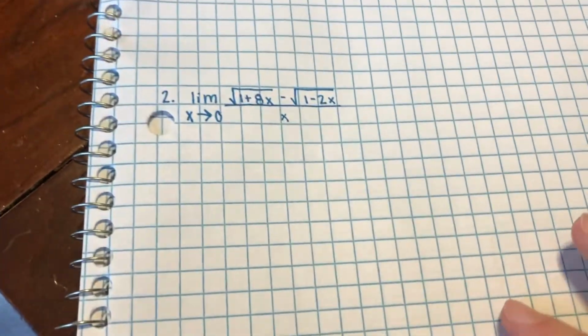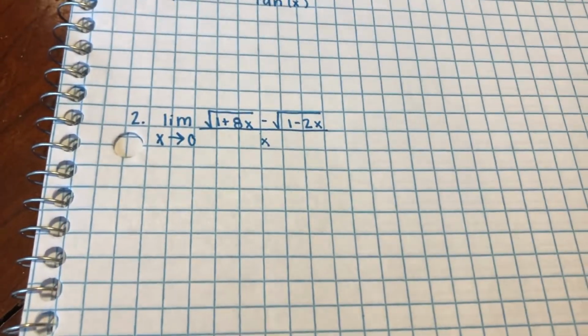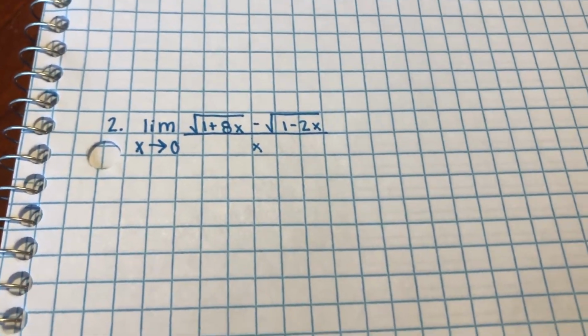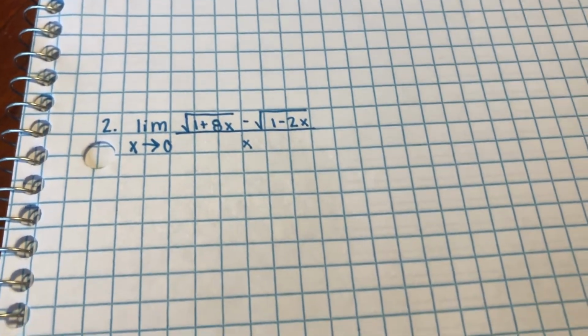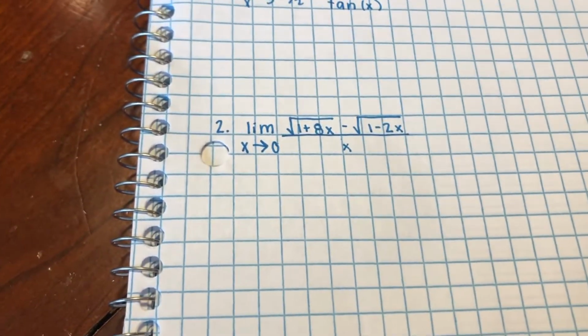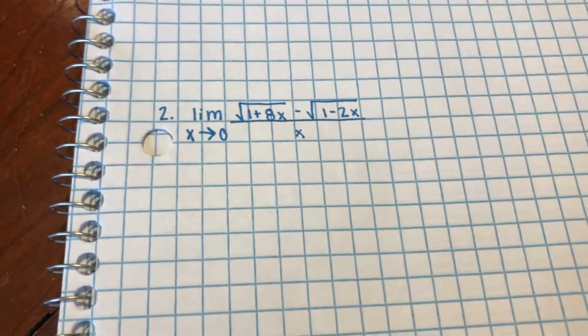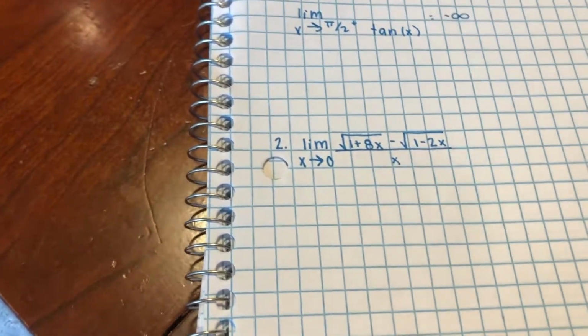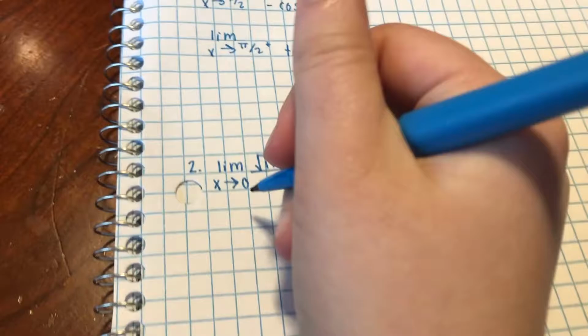Then for our second example, we have the limit as x approaches 0 of the radical 1 plus 8x minus radical 1 minus 2x all over x. Again, we don't use the quotient rule. We take the derivative of the numerator and denominator separately. So we're going to rewrite this so it's easier to take the derivative.